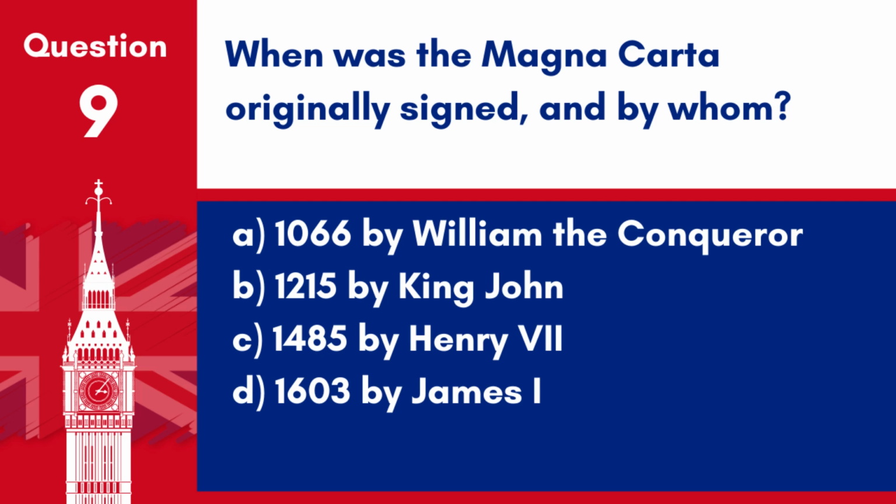Question 9. When was the Magna Carta originally signed and by whom? A. 1066 by William the Conqueror, B. 1215 by King John, C. 1485 by Henry VII, D. 1603 by James I. Answer: B. 1215 by King John. The Magna Carta, a foundational document of English liberties, was signed by King John in 1215.